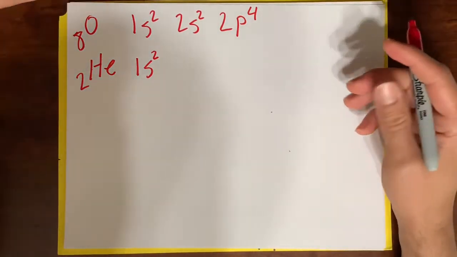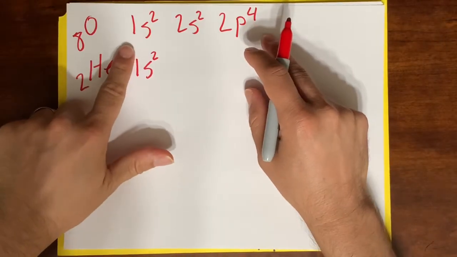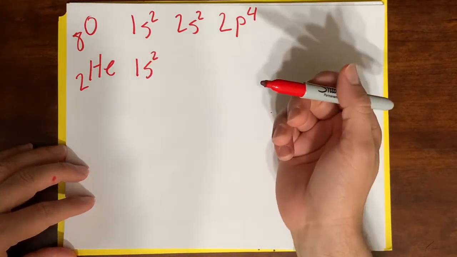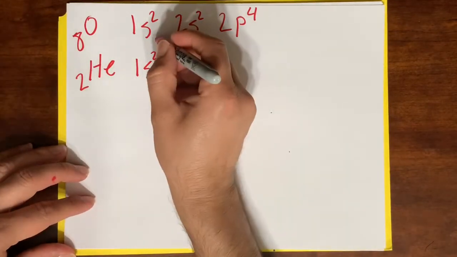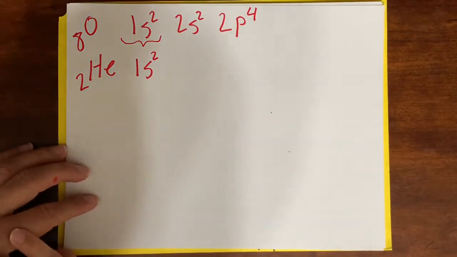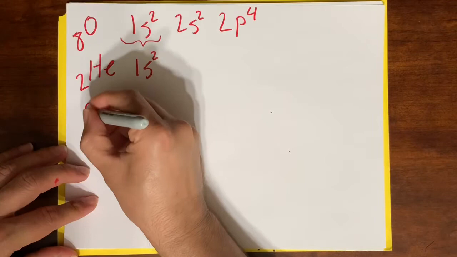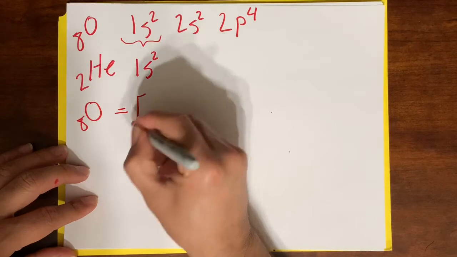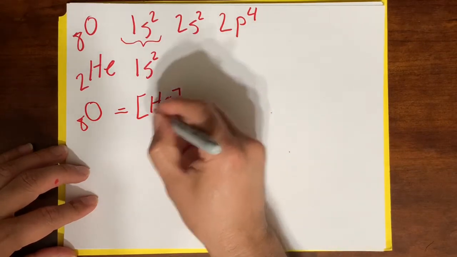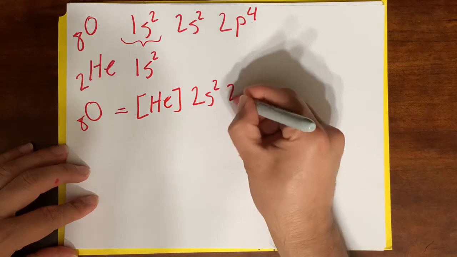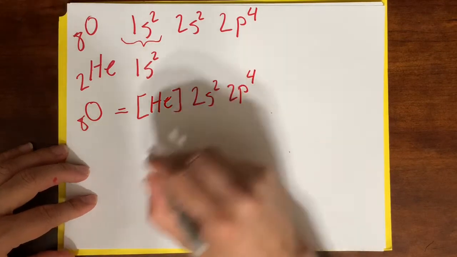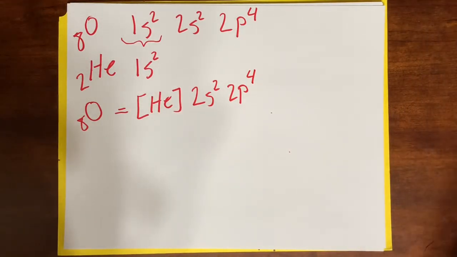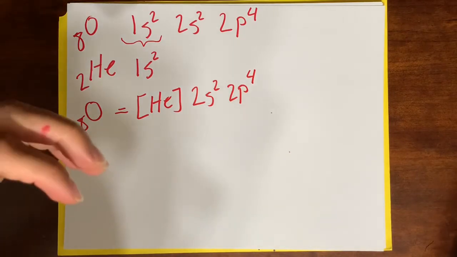There's a way to write the electron configuration in a shorter version by using the noble gas electron configuration. Look at this one. That is equal to helium. So for oxygen, I can say oxygen is equal to helium plus 2s2 2p4. This one we call the short electron configuration.